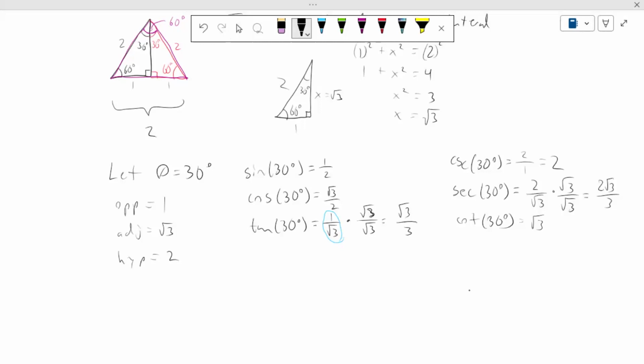Okay. So now that takes care of 30 degrees, right? We found all 6 trigonometric functions evaluated at 30 degrees. Any questions on that? Any questions at all?